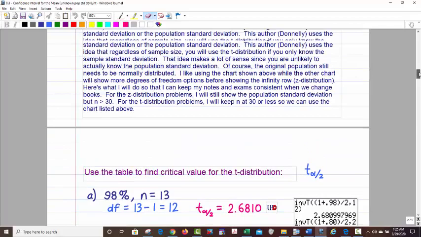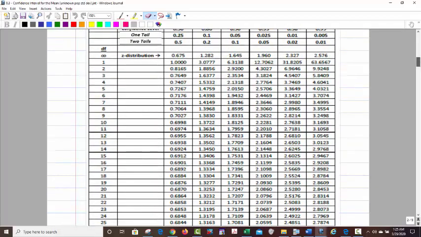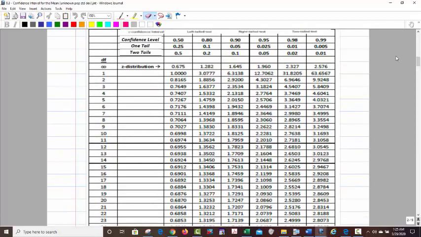Let's come back up here. I think I'll just put a mark around this: 98%, 12 degrees of freedom. I'm doing this with a mouse pad, not with a pen. There we go. It would be 2.6810.